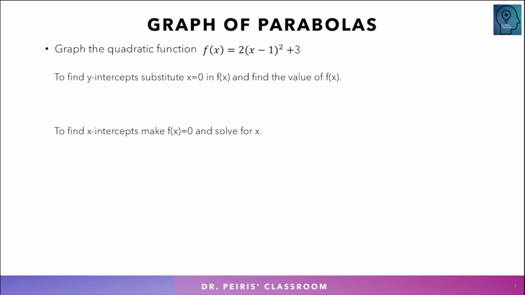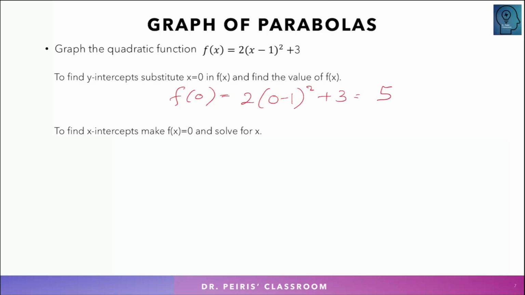So this is the second example. Again, we are going to find the intercepts first. To find the y-intercept, substitute x equals 0 in here. X equals 0: 2 times 0 minus 1 squared plus 3. Then we simplify this. Negative 1 squared is positive 1, times 2 is 2. 2 plus 3 is 5. So that is the y-intercept at 0 comma 5.